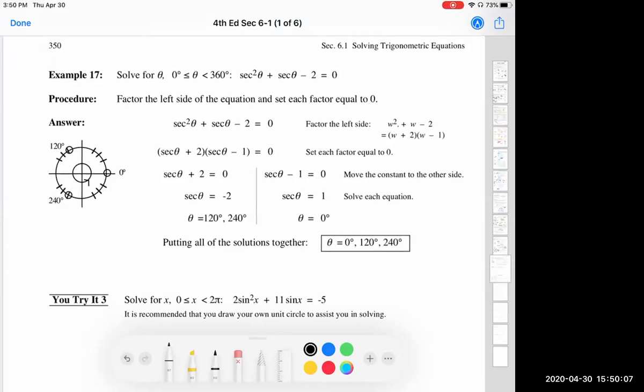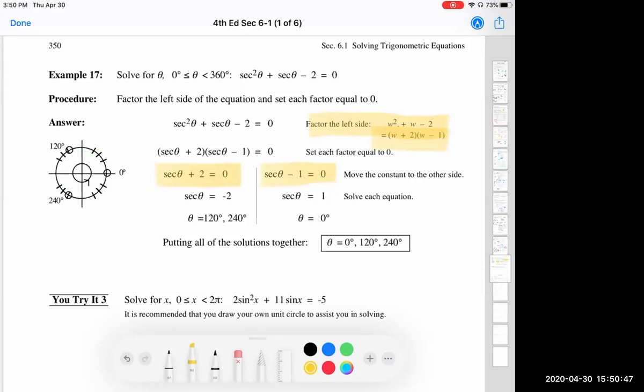Now let's take a look at example 17. Solve for theta when theta is between 0 and 360 for secant squared theta plus secant theta minus 2 equals 0. All right, just as we said before, you can go ahead and change it to w's. It does that right here on the side, where you can factor and change it to w's. And we're left with w plus 2 and w minus 1. All right, let's change our w's to secant. So we're left with secant theta plus 2 and secant theta minus 1 equals 0.